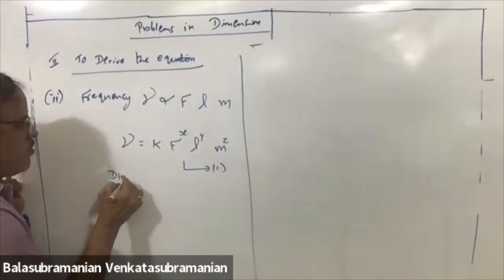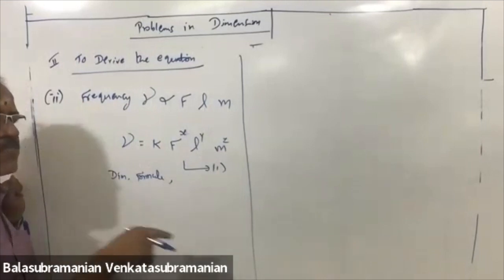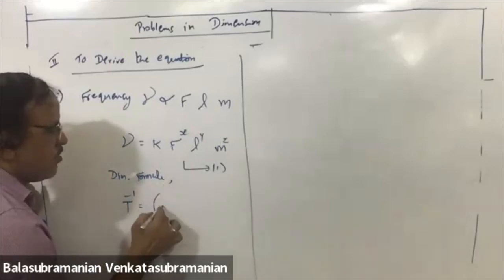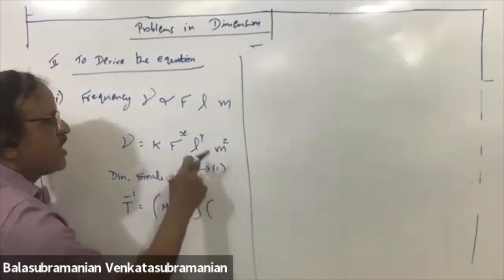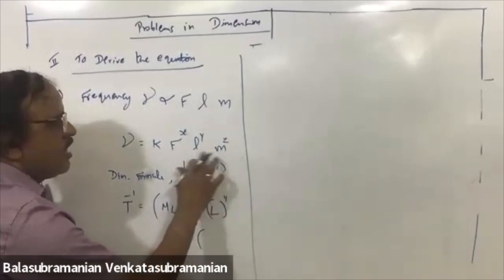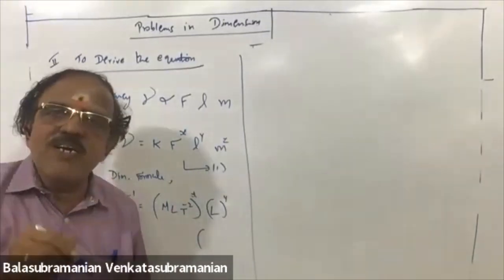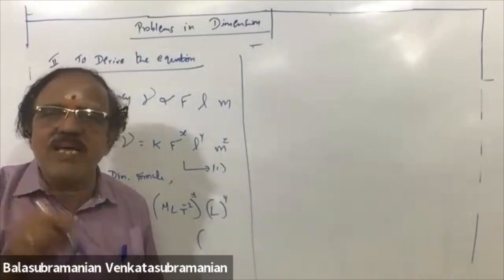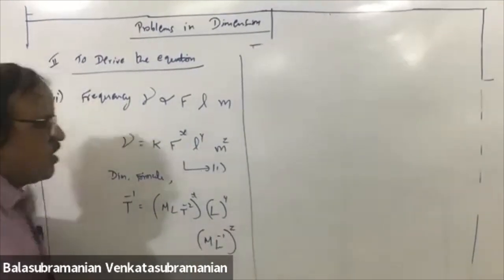Dimensional formula. Nu, frequency, T power minus 1. F, force, M L T power minus 2, power x. L power y. Next, M power z. M is mass per unit length. It is not the mass. Mass per unit length. So mass by length. Mass by length is M L power minus 1, power z.